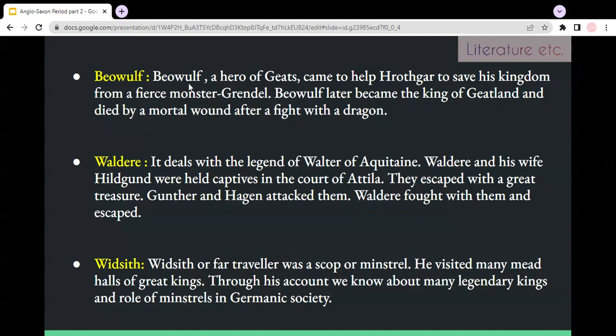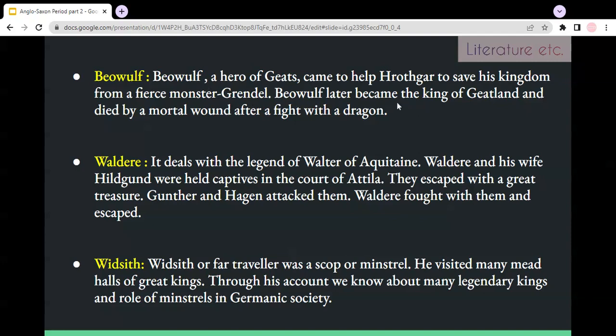Beowulf came to assist Hrothgar, who was a king, to save his kingdom from a fierce monster whose name was Grendel. Grendel was a monster who used to raid Hrothgar's great hall every night, and the name of the hall was Heorot. Grendel would come to Heorot and kill many innocent soldiers while they were sleeping. So it was a very evil creature. Beowulf would come to help Hrothgar and kill Grendel and also Grendel's mother.